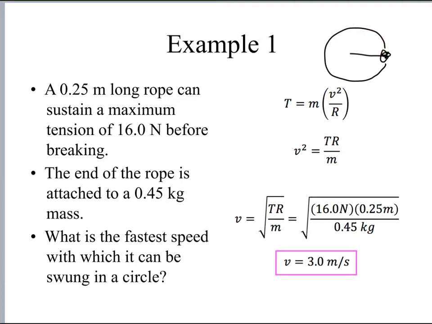Now, all we have to do is solve for the velocity, and then we're going to plug in the maximum tension that the string can sustain, and all the other parameters, we just plug them in. And when we calculate everything, we get that the speed is 3 meters per second. And it's that easy, centripetal force.